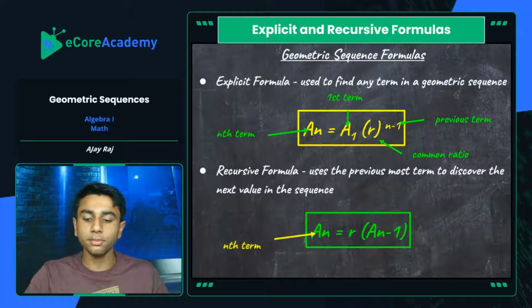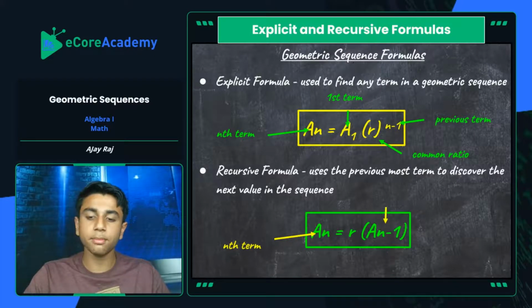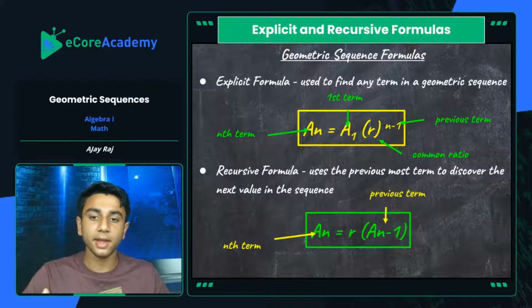So if we take a look here, we have a of n, which is obviously your nth term, the term that you're looking for. We have a of n minus 1, which is the previous term in the sequence to a of n. It's the face value of it. And that's being multiplied by the common ratio, of course.